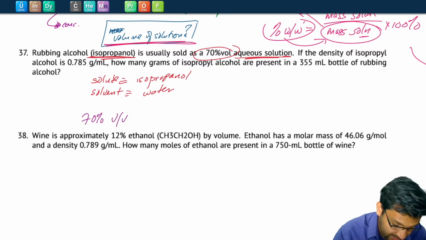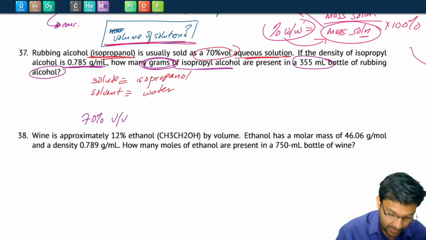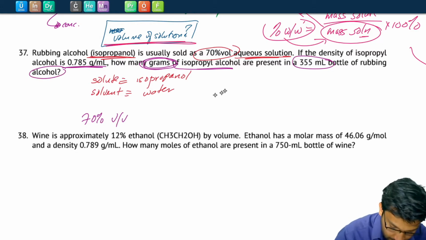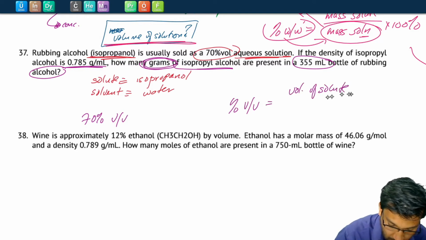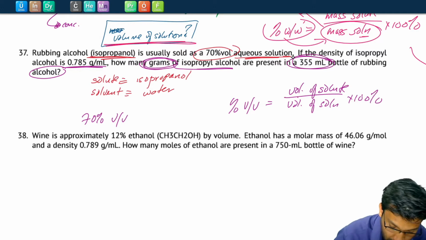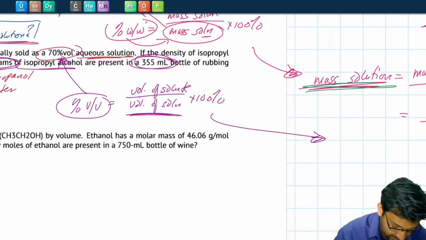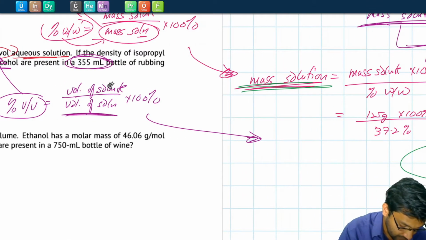It gives us the density of isopropyl alcohol, and it's asking us for the grams of isopropyl alcohol. And then it gives us the volume of the bottle. So we know that the percent volume over volume is equal to volume of solute over volume of solution times 100%. They give us the volume of the solution, so we have that. They give us the percent volume concentration, so we have that. So we can solve for the volume of solute, which is the volume of isopropanol. So let's rewrite this equation to solve for the volume of the solute.